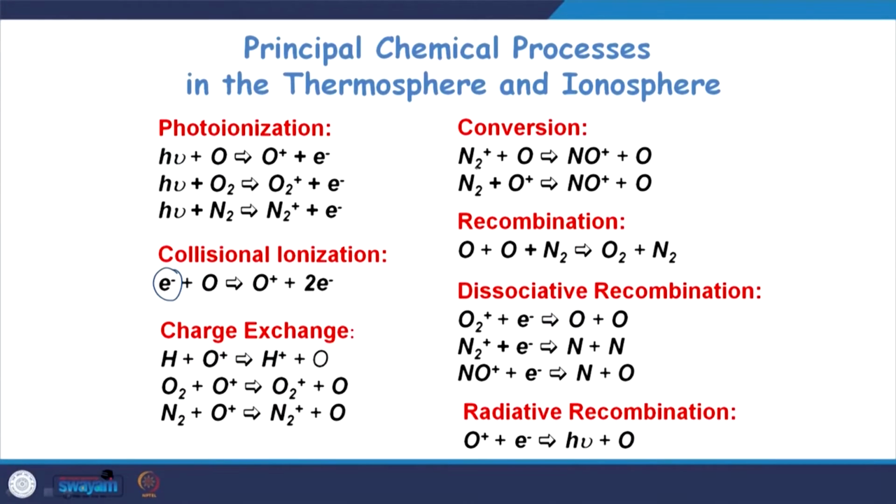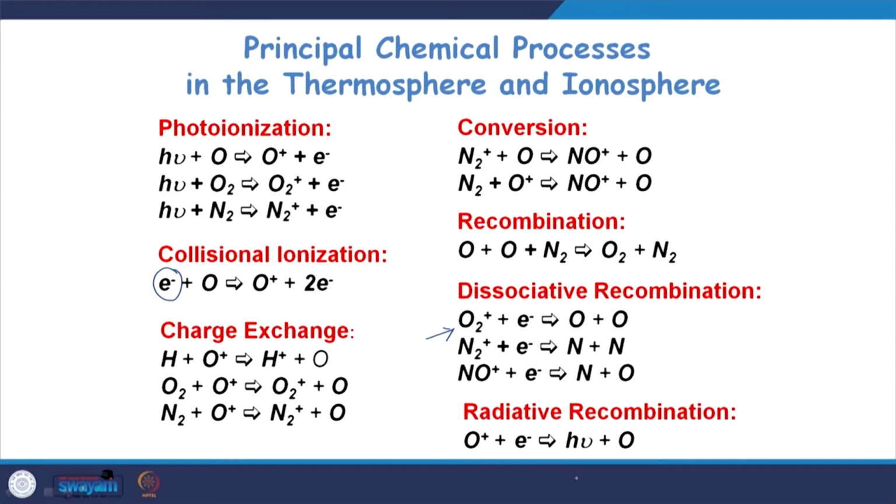And recombination is the process in which species recombine, giving you back the neutral species. Dissociative recombination is the one in which, if a molecular ion comes in contact with an electron, this molecule which has an ion will be dissociated because of the excess amount of energy that the electron has. And radiative recombination is the one in which an electron will simply recombine with an ion, giving you the neutral species plus some amount of energy. So the basic names of the processes are photoionization, collisional ionization, charge exchange, conversion, recombination, dissociative recombination, and radiative recombination.